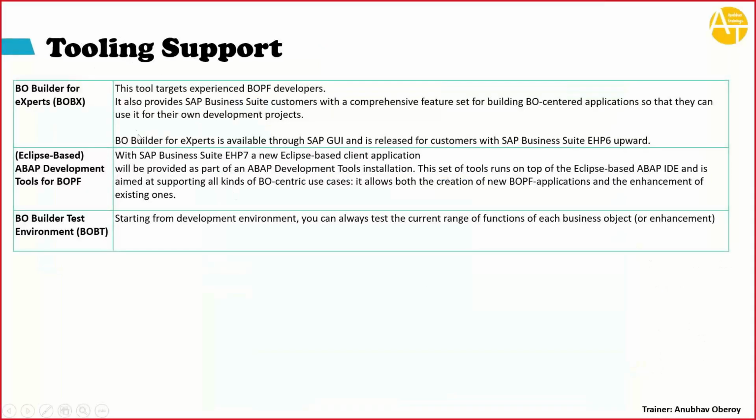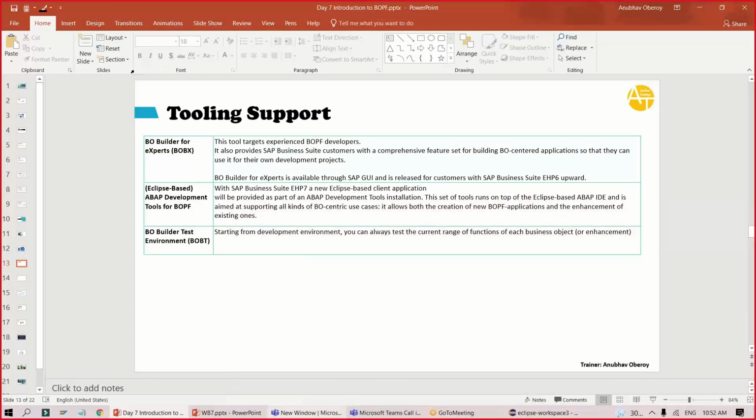So some of the transaction codes are here. The first transaction code is BOBX. This is a tool which targets experienced BOPF developers. It also provides SAP Business Suite customers with a comprehensive feature set for building business-object-centered applications so that they can use it for their own development projects. Business Object Builder for experts is available through SAP GUI, and it is released for customers in SAP Business Suite EHP 6 upward. So let me first show you this transaction code.